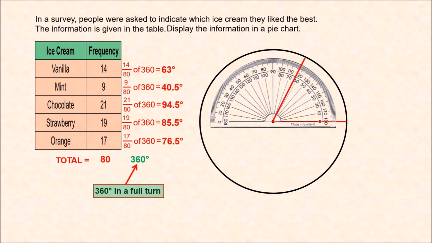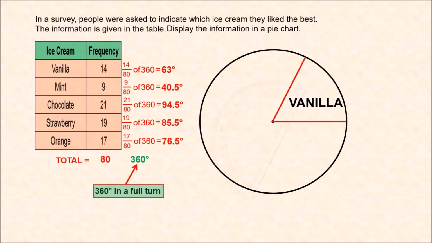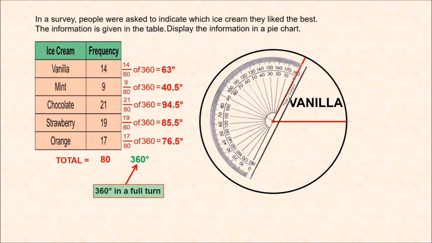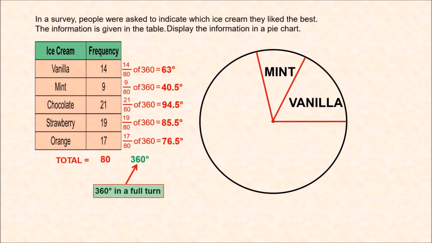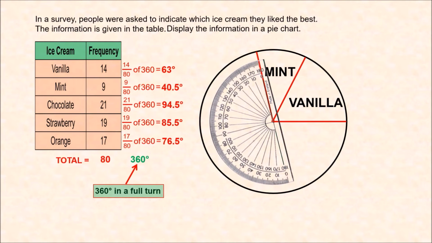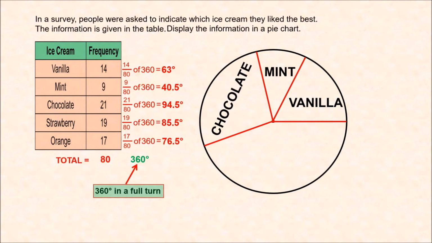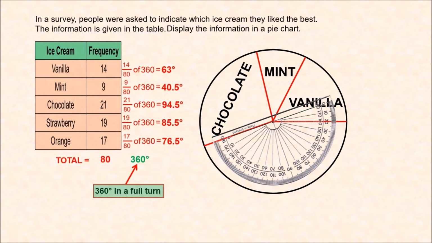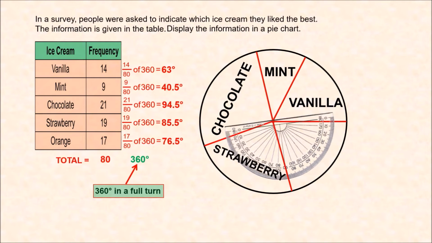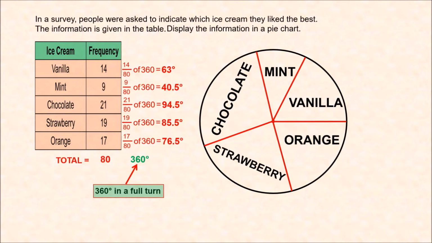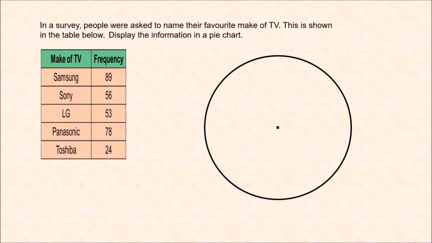So this one now, we can now start the same process of drawing the sectors. Start with 1 radius, use your protractor, measure 63 degrees, that's for vanilla. And then use protractor again, inner circle from 0 to 40.5, that will be for mint. And same way, the next sector, 0 to 94.5, that's chocolate. And the next sector, 0 to 85.5, that's the strawberry. And the last one is orange, that is 76.5 degrees. Try this problem on your own, pause this video, and come back when you are done to check your work.